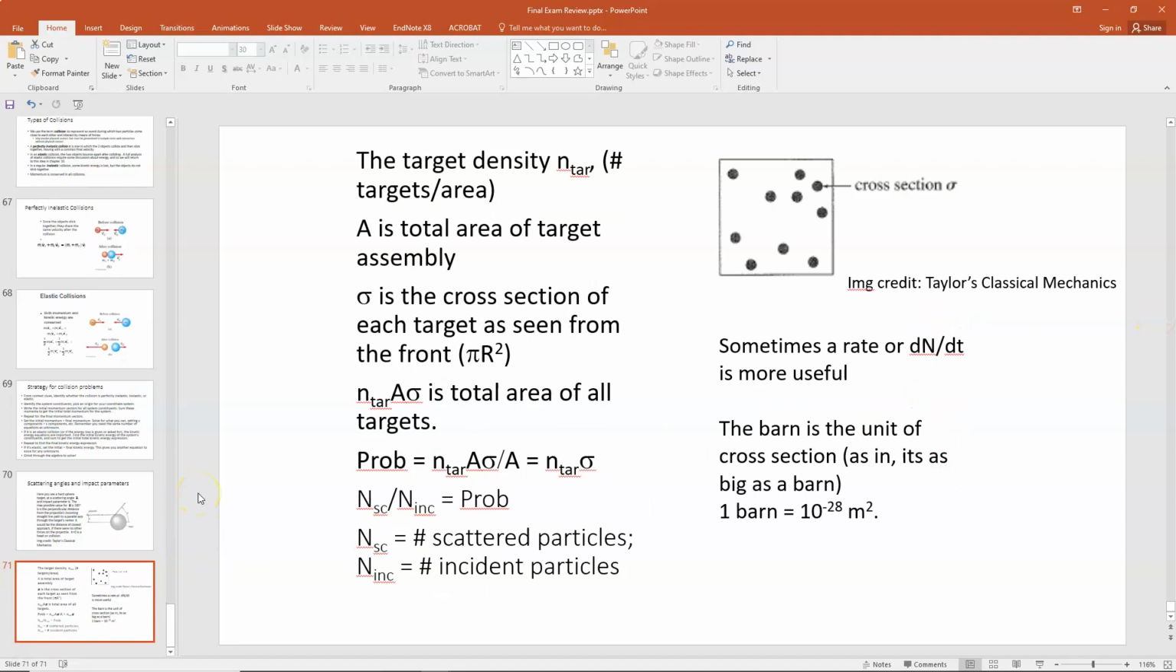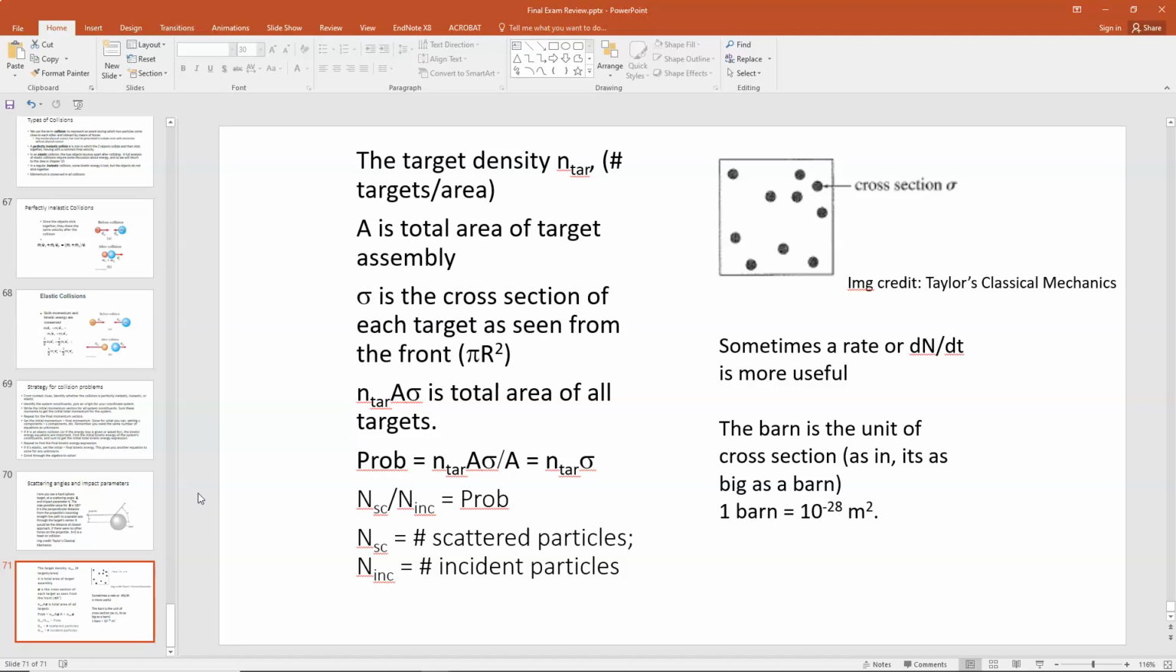So what you can really measure for a scattering experiment is the scattering angle, the number of scattered particles, and the number of incident particles. And from that, you can deduce all kinds of interesting things about the system if you use the following math. So first of all, you need your target density, N sub tar, which is the number of targets per unit area. A is the total area of your target assembly. Sigma is the cross-section of each target as seen from the front. For a sphere, that would be pi r squared because it looks like a circle from the front.